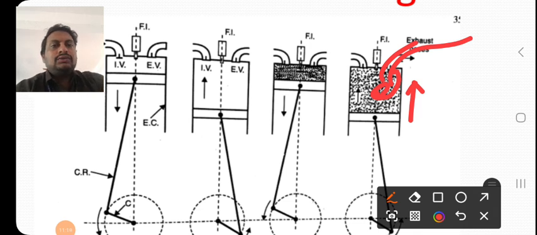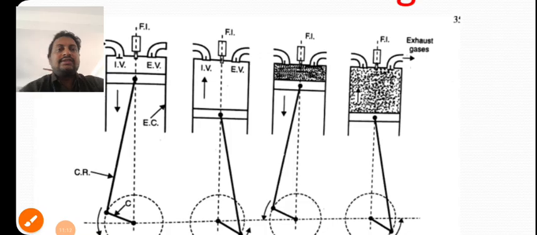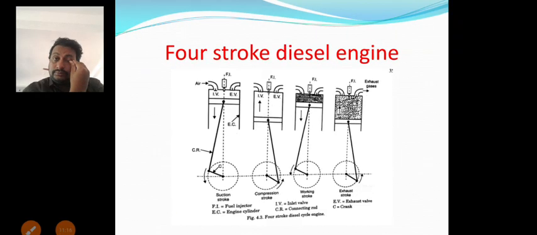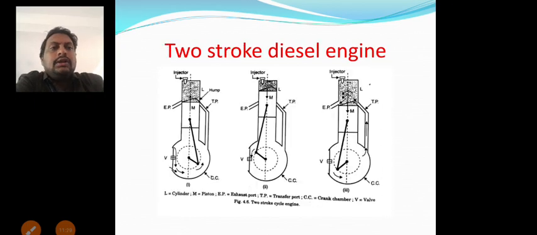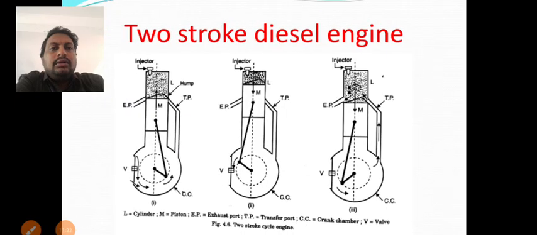Now we'll move to the 2-stroke diesel engine. In the 4-stroke engine we have valves, the inlet valve and the exhaust valve. Here we have 3 ports: the inlet port, exhaust port and transfer port.